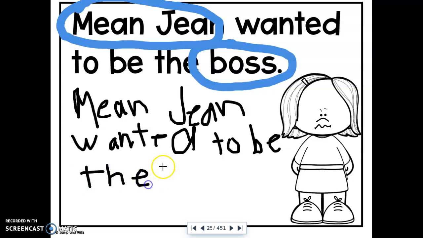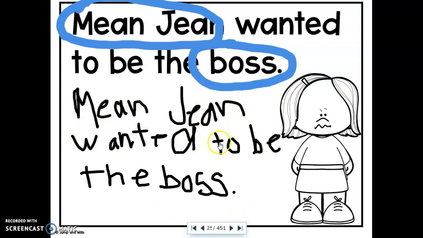And I'm going to remember my rules for writing a sentence, or COPS, which is capitalization. Did I capitalize the correct words? Yes. Mean and Gene are both capitalized. Okay, do I have my punctuation? Yes, I have a period at the end of my sentence, just like they do. And then I have the words all spelled correctly.